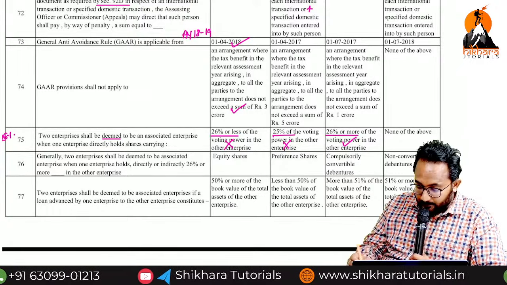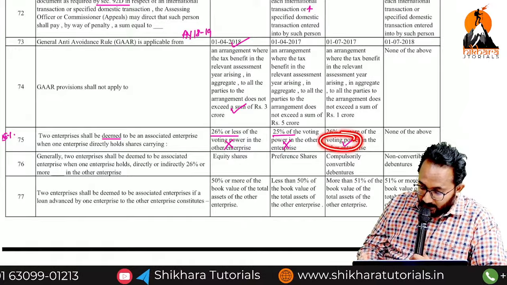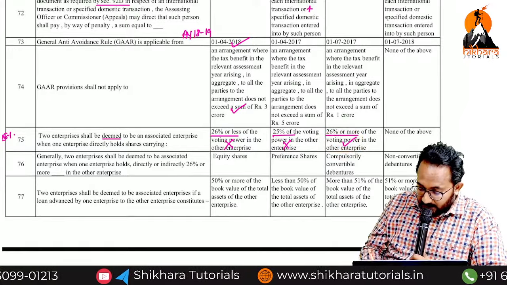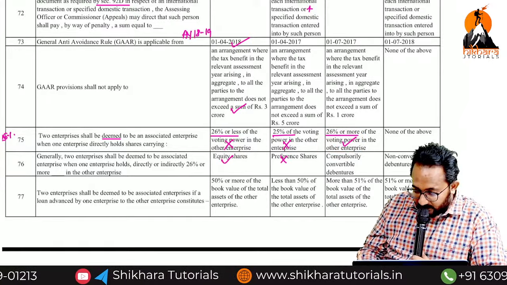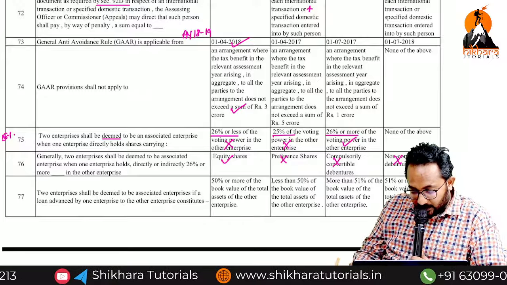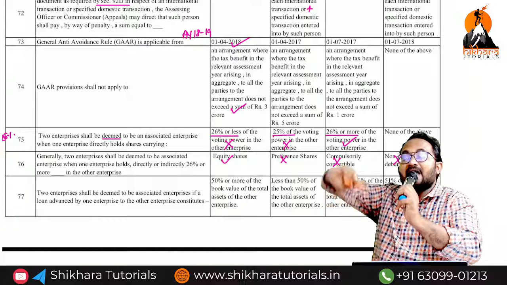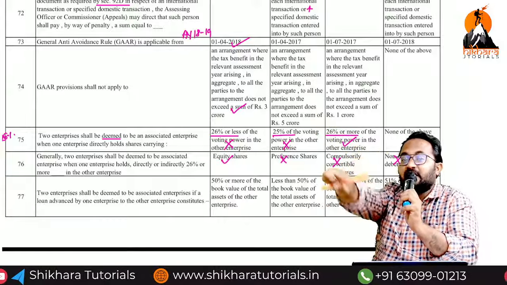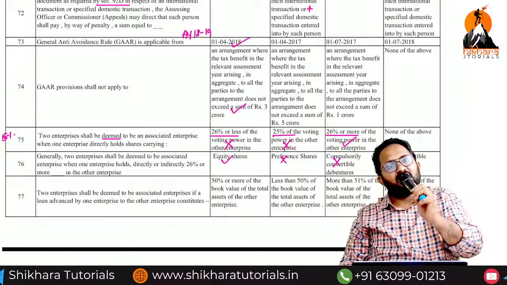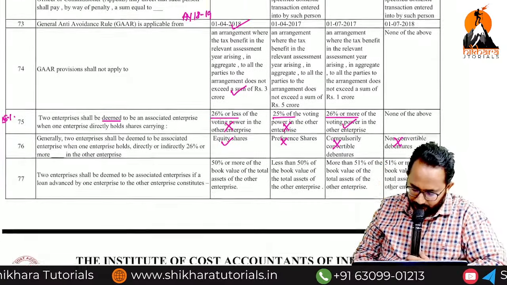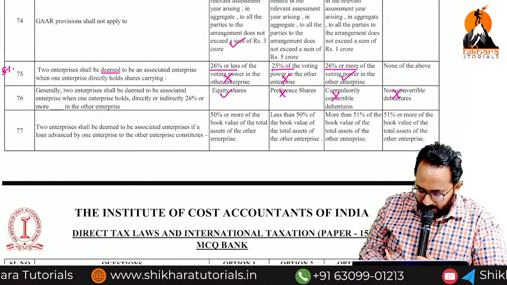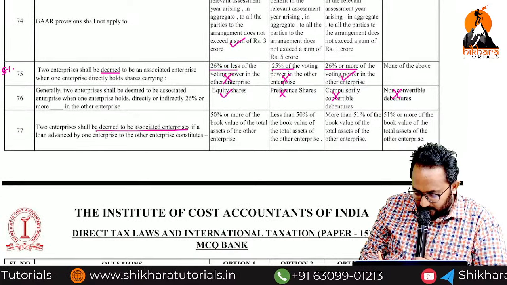Now, voting power means, can you tell me, we have to hold equity shares, ma'am? Not preference shares, not convertible, not non-convertible debentures. Yes, voting power means we have to hold the other company's equity shares of more than or equal to 26%. Next, two enterprises are deemed to be associated enterprises.